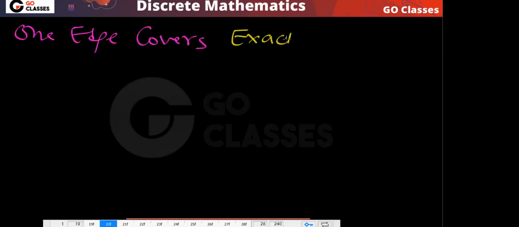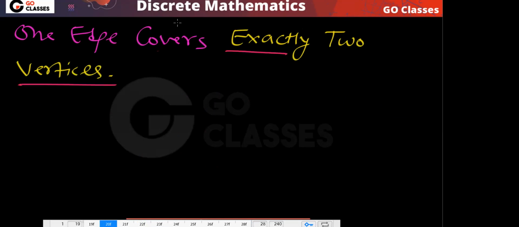Okay. The concept. Tell me, this is an interesting thing. One edge can cover how many vertices? One edge covers exactly two vertices, right? Not more than two, not less than two. Because if you have this edge, for example U comma V, then I can say this edge E covers U comma V. These two vertices, this E will cover.